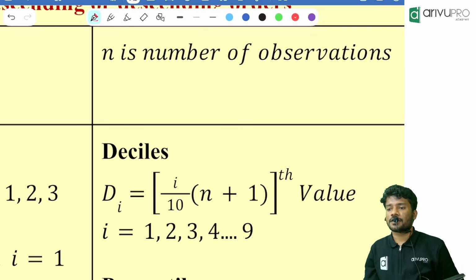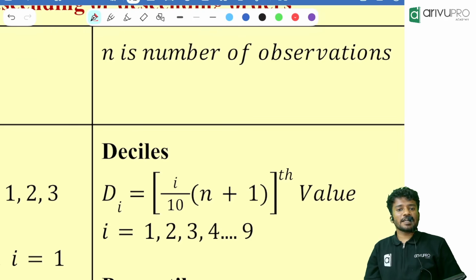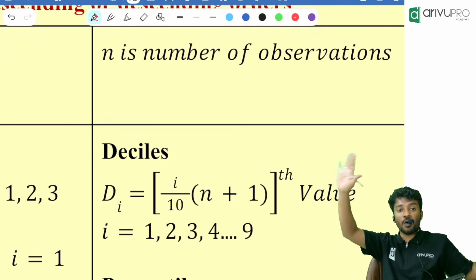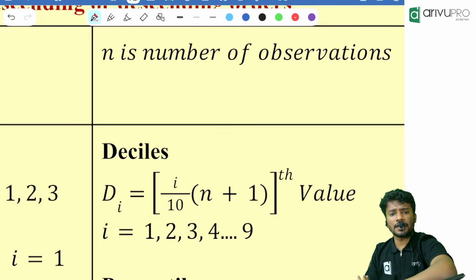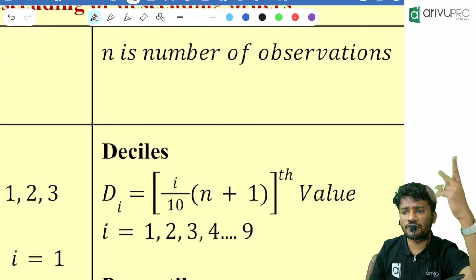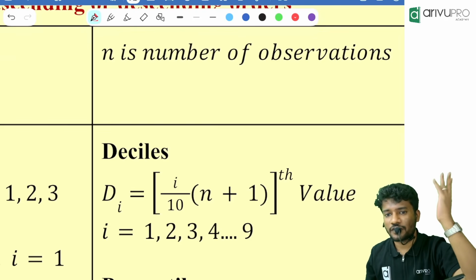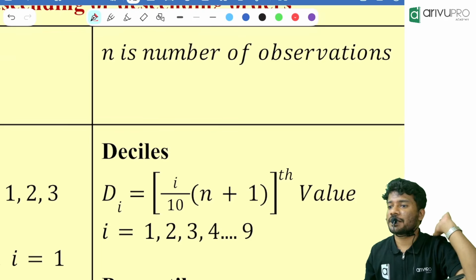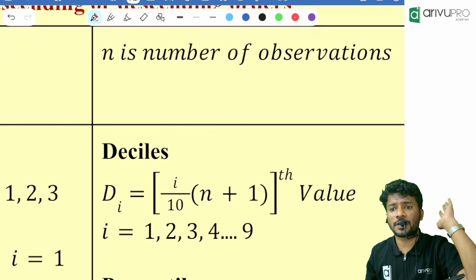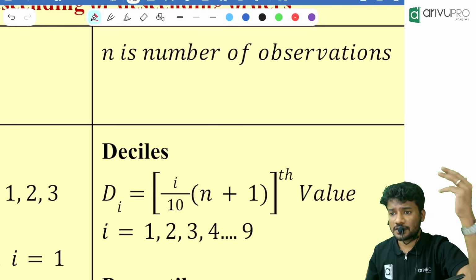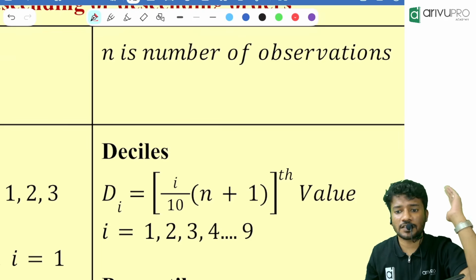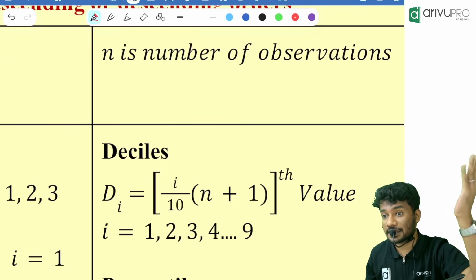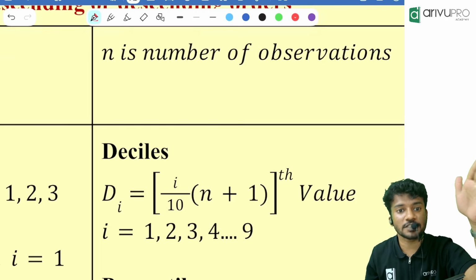Now, percentile: what will be there in the denominator? 100. Why 100? Because they are dividing it into 100 equal parts. So my random question to you: what if they ask for percentile 52? 52 by 100 into (n plus 1) the value. Percentile 67? 67 divided by 100 into (n plus 1) the value. Percentile 99? 99 by 100 into (n plus 1) the value.